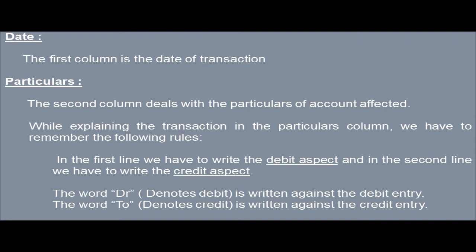Second column deals with the particulars of the account affected. While explaining the transactions in the particulars column, we have to remember the following rules. In the first line, we have to write debit aspect, and in the second line, we have to write credit aspect. The word Dr denotes debit and it's written against the debit entry. And the word To denotes credit and it is written against the credit entry.